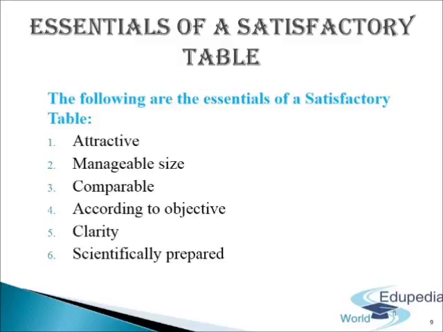Fifth, clarity. A table should be so planned as to make it easily understandable. It should be complete within itself, containing all the explanation necessary to make clear the meaning of the items. Unit of measurement must be clearly stated, such as price in rupees or weight in kilograms. Columns and rows should be numbered when it is desired to facilitate reference to specific parts of a table. And the last point, scientifically prepared.